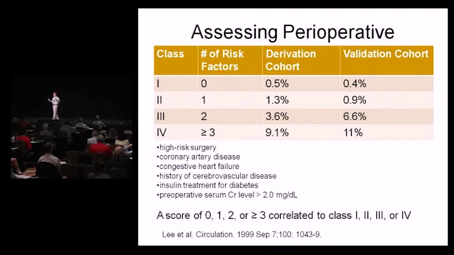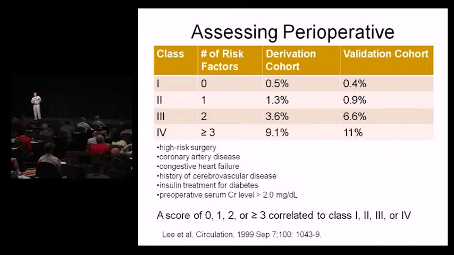Now you're going to see more about this Lee Revised Cardiac Risk Index very shortly. I think this is one of the very helpful things that we can do to give patients a sense of what their risk may be when we are evaluating them preoperatively. The risk assessment drives me a little nuts because the scores of 0, 1, 2, and greater than 3 correlate to class 1, 2, 3, and 4, which drives me a little crazy that they're not exactly the same.